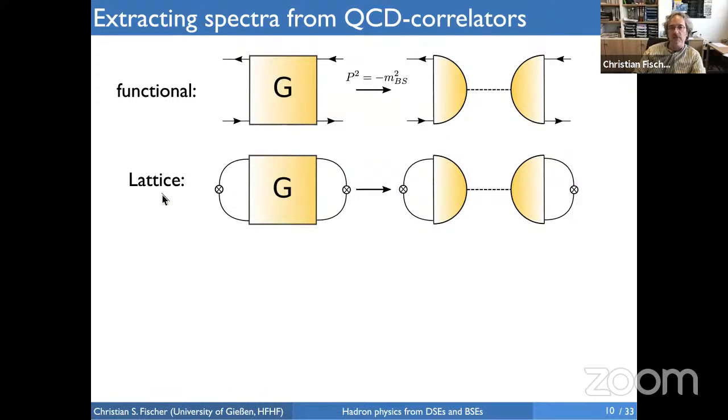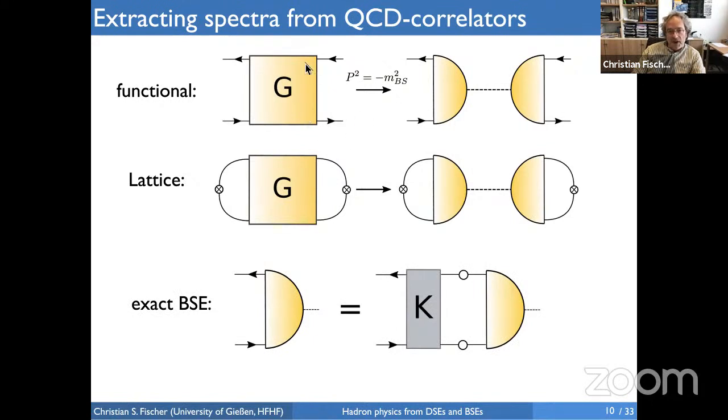And actually on the lattice, you do the very same thing. You work with this 4-quark correlator, you connect the external lines to quark-antiquark sinks and sources, and you extract plateaus in your Euclidean correlators, which signal the masses of these mesons. So very, very similar framework.